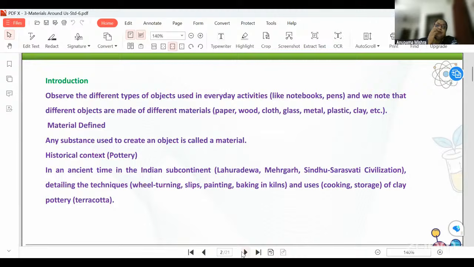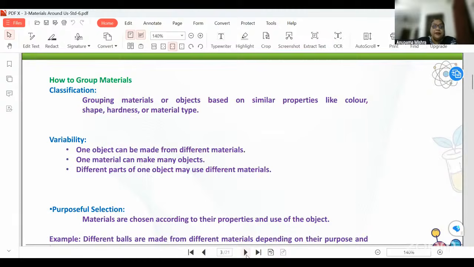In history also, the people of the Meghad, Sindhu, Saraswati civilization were using pottery, with techniques like wheel turning, slates, painting, baking in kilns, cooking, and storage of clay, terracotta. Even now terracotta can be found in Bhubaneswar at the Adivasi Mela. Terracotta can be found anywhere, but especially when trade fairs occur.